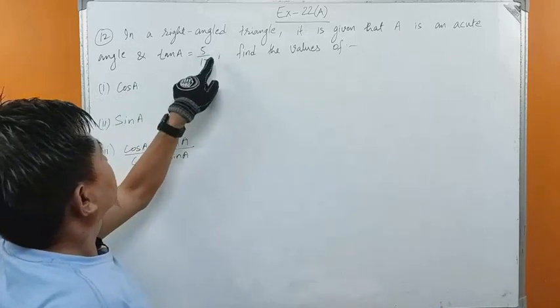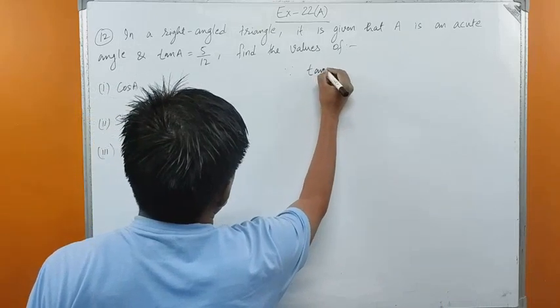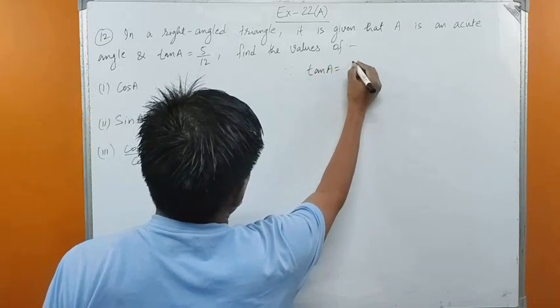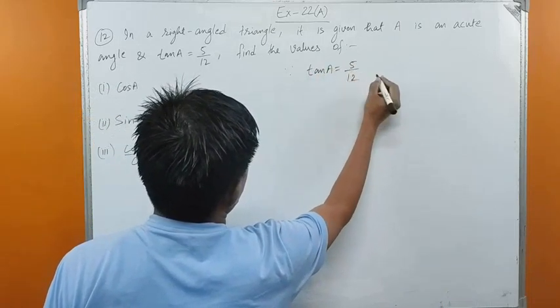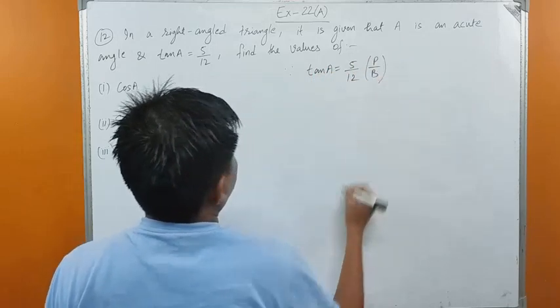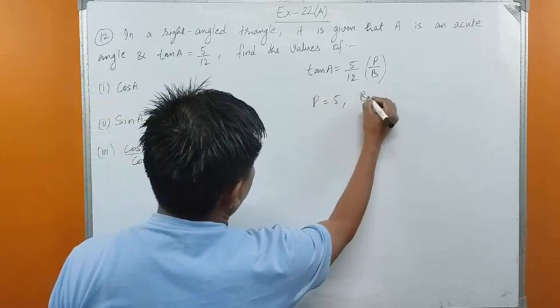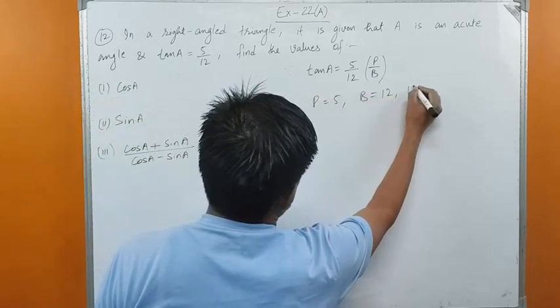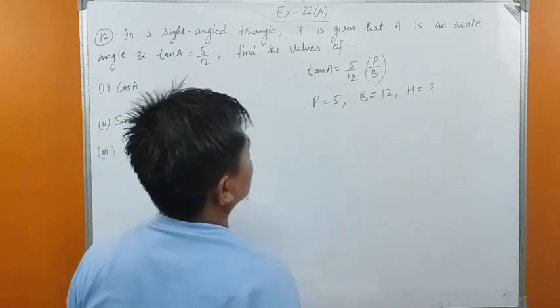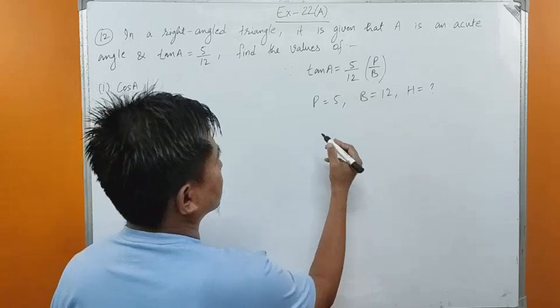Now, tan A is given to us as 5 upon 12. Since tan theta is perpendicular upon base, P is 5, B equals 12, and the hypotenuse is unknown. Now let us find the hypotenuse by applying the Pythagoras theorem.